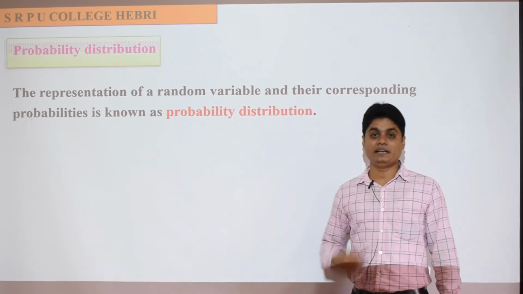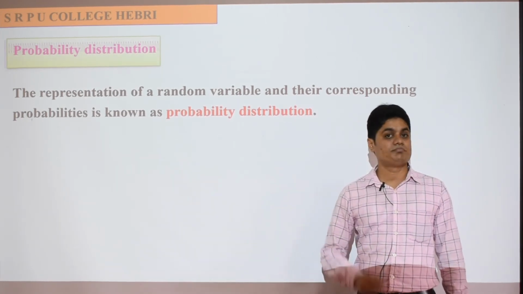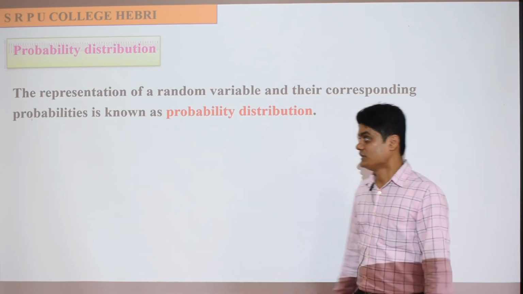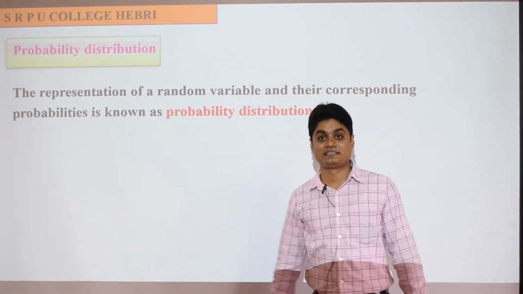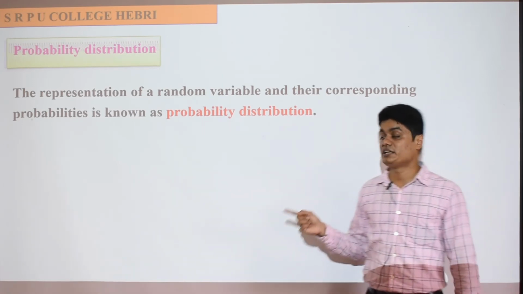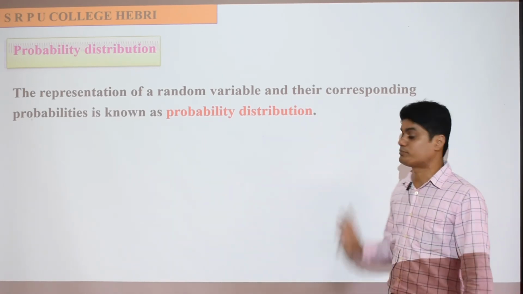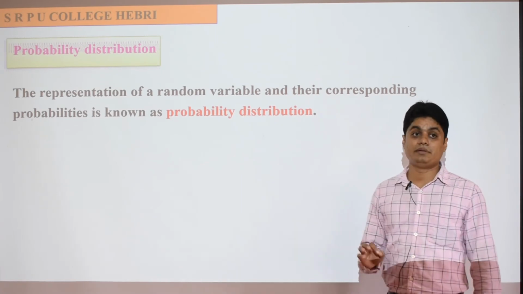So again, I'll define first, then I'll take some examples. You will understand immediately, nothing to worry. The representation of a random variable and their corresponding probabilities, the representation of the random variable and their corresponding probability is known as probability distribution.